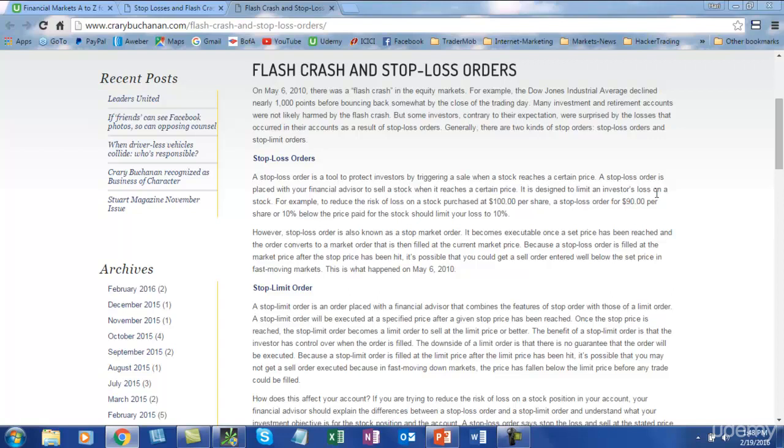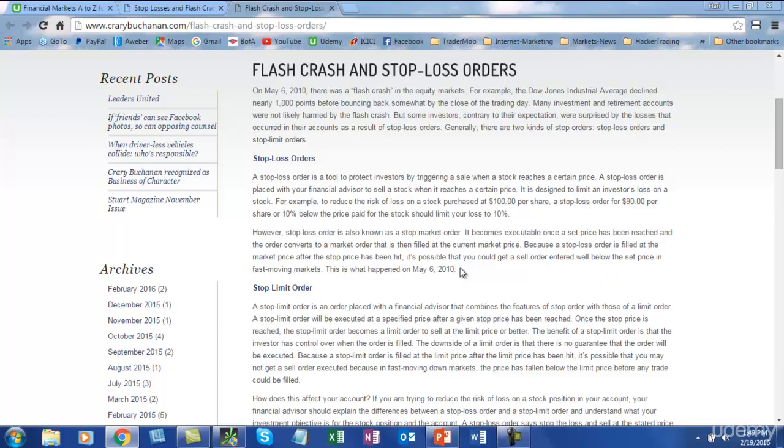It's designed to limit an investor's loss on a stock. However, stop loss order is also known as a stop market order. It becomes executable once a set price has been reached and the order converts to a market order that is then filled at the current market price. Because a stop loss order is filled at the market price after the stop price has been hit, it's possible that you could get a sell order entered well below the set price in fast moving markets. And this is exactly what happened on May 6th, 2010.